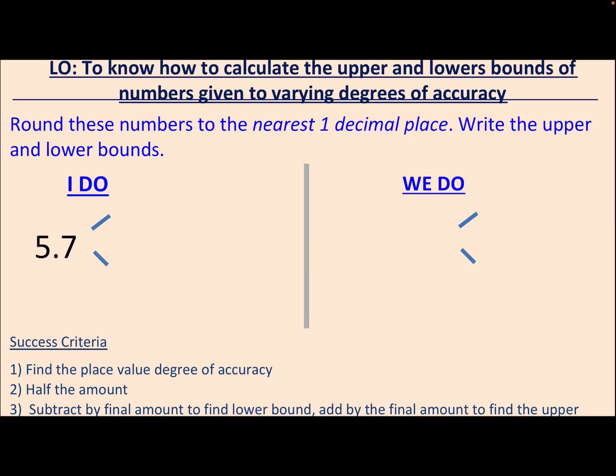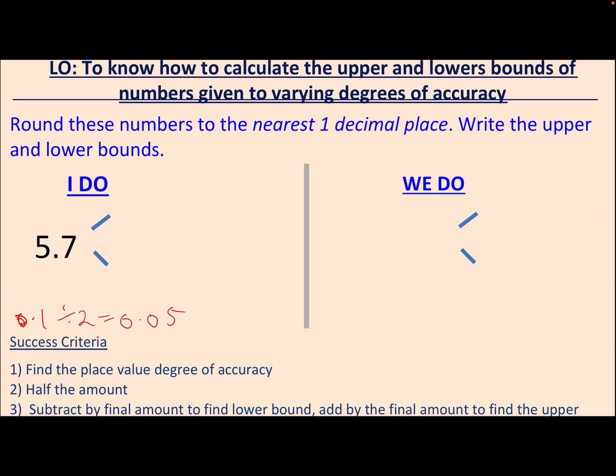Right, this question here is different. So it says rounding to the nearest 1 decimal place. Well, the place value for 1 decimal place is a tenth, so 0.1. And what we're going to do is half that amount again. What we end up getting is 0.05.